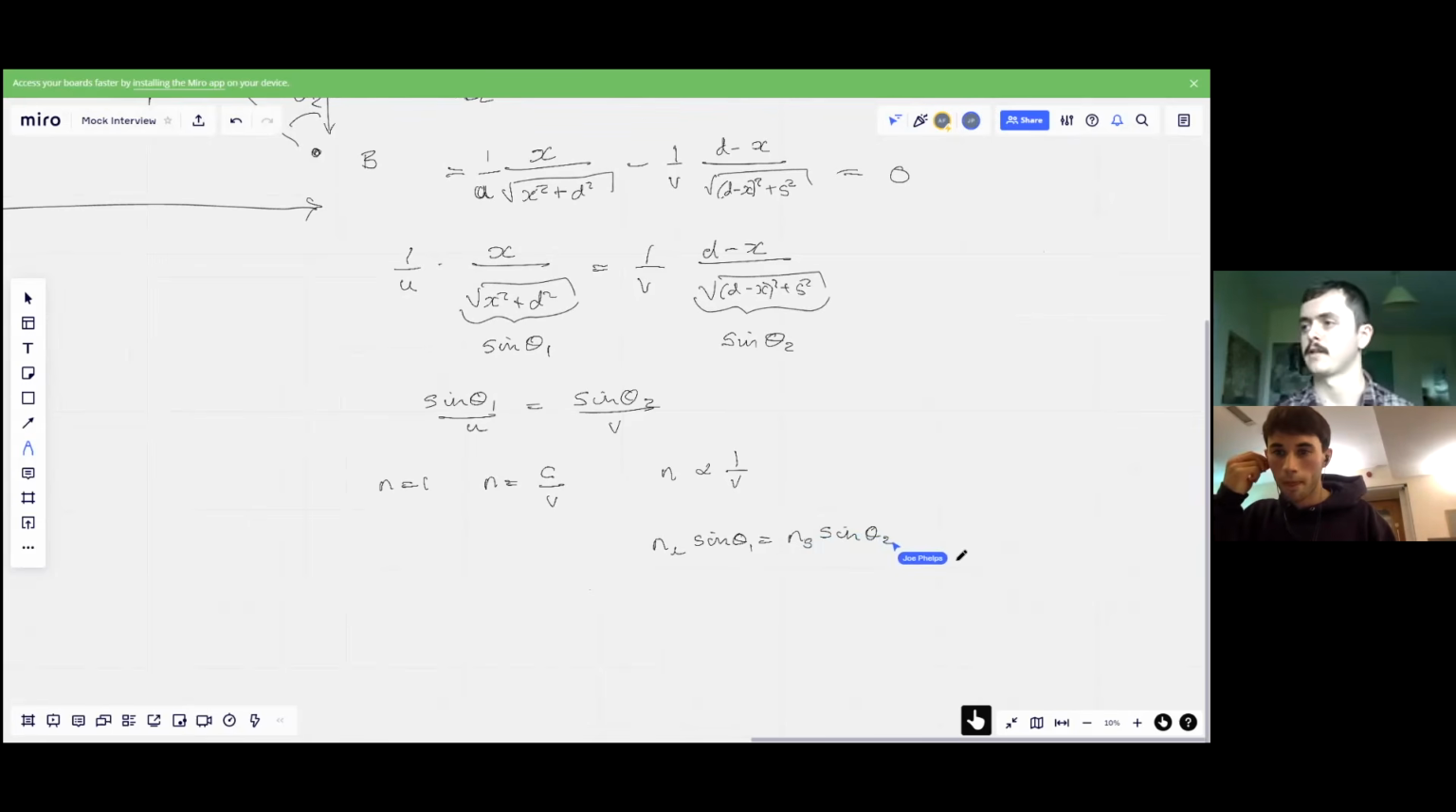Yeah, perfect. And in actual fact, what we've done here is, by this method of optimization that you went for, we've derived Snell's law, using the assumption, as you said, that light would take the path that's the shortest amount of time, which is Fermat's principle that allowed you to derive Snell's law.